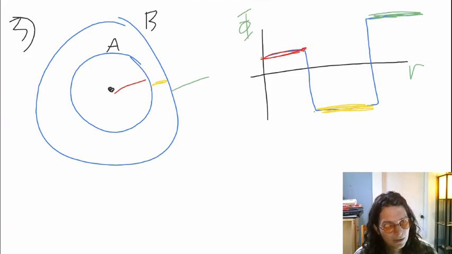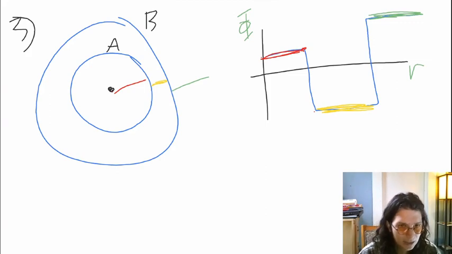Now, ultimately, what we are asked to do is to find the charge of the central particle and then to find the charges on shell A and shell B.